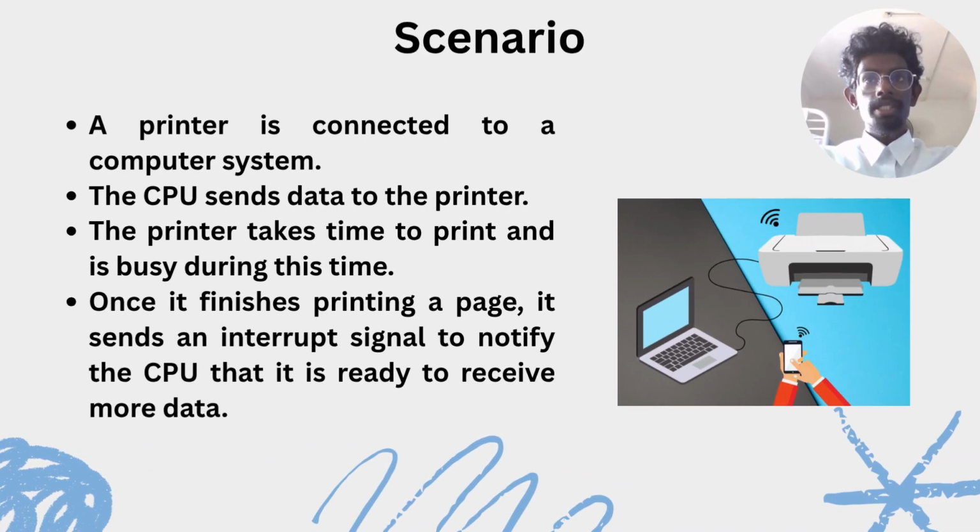So, this is our scenario. A printer is connected to a computer system, just like the image shown beside. So, when the CPU sends data to the printer, which means when a user gives instructions to the CPU to print any documents in the computer, the printer takes time to print and is busy during this time. So, once it finishes printing a page, it sends an interrupt signal to notify the CPU that it is ready to receive more data.